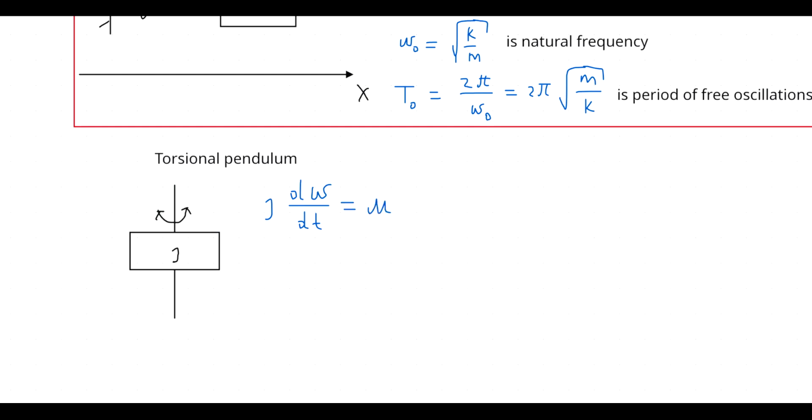Okay, and if we remember that angular velocity is derivative of angle of rotation. So angular velocity is always equal to first derivative of angle by time. And what about moment of force, or what about torque? M is torque or moment of force.